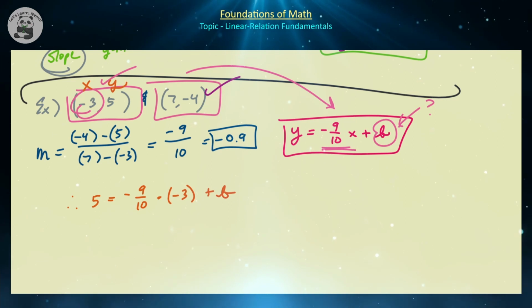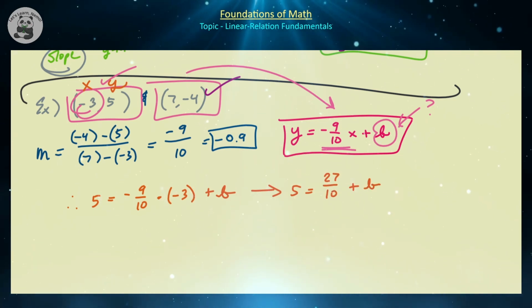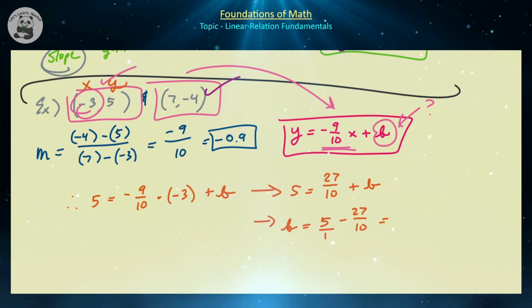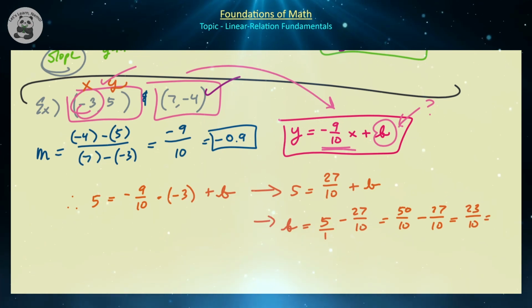So that's going to give us 5 is equal to -9 times -3, which is positive 27, divided by 10, plus that unknown number b. Subtract 27 tenths from both sides, so we have b is equal to 5 minus 27 tenths. We need a common denominator, so we multiply top and bottom by 10. That's 50 divided by 10 minus 27 divided by 10, which is equal to 23 divided by 10, or 2.3 as a decimal.